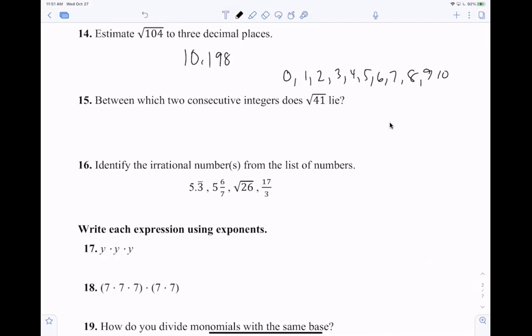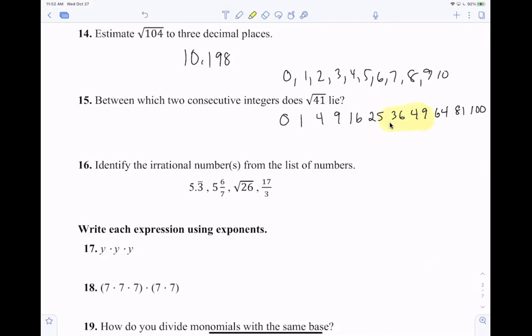What's 0 squared? 0. What's 1 squared? 1. What's 2 squared? 4. What's 3 squared? 9. 4 squared? 16. 5 squared? 25. 6 squared? 36. 7 squared? 49. 8 squared? 64. 9 squared? 81. 10 squared? 100. So what 2 numbers is it between? 36 and 49. Yeah, it's between 36 and 49.